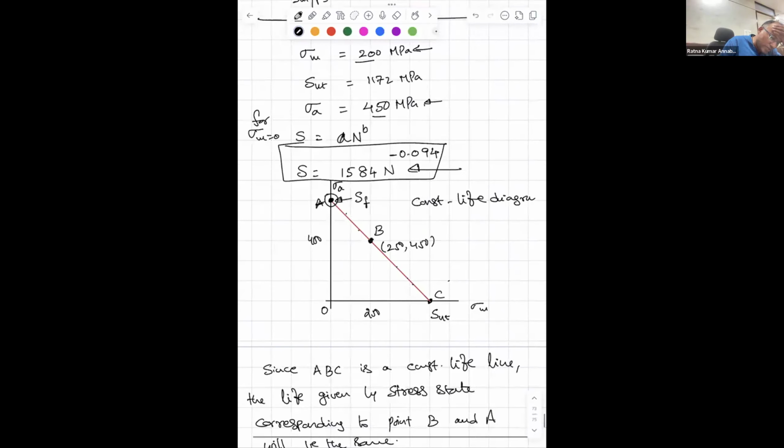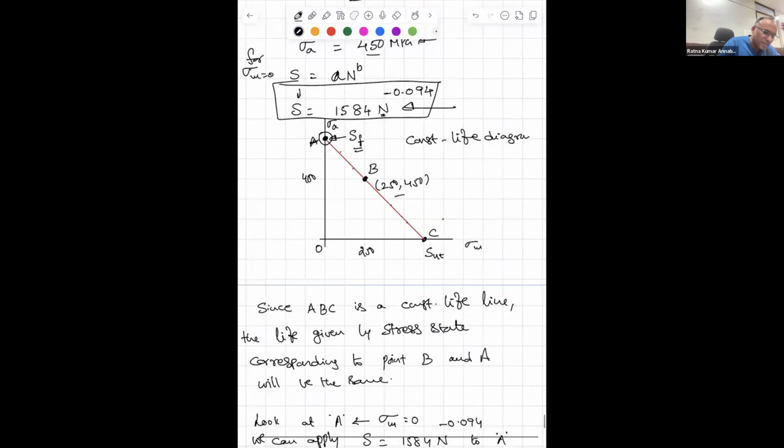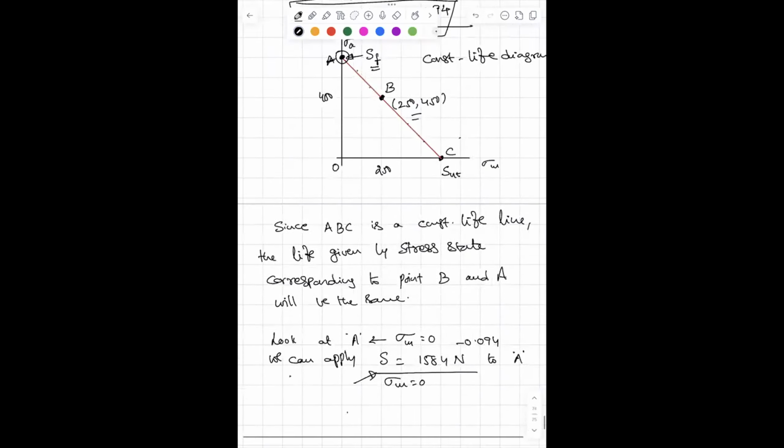I need to know what SF is in order to find the life, isn't it? Because then I can plug in SF and get M. But what is SF? We can use the equation of the line to get the intercept. Can I get the equation of this line or not? Yes, sir. What is the equation of this line?